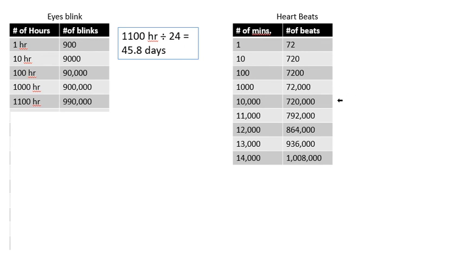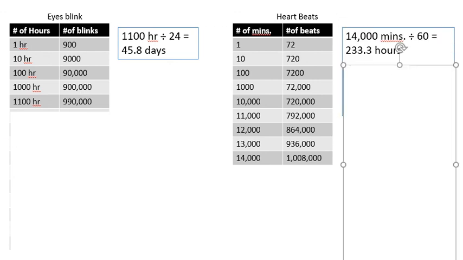However, typically, it's hard for us to gauge, well, how long is 14,000 minutes? Would I be able to count for 14,000 minutes? Could I walk for 14,000 minutes? Could I hold my breath for 14,000 minutes? It's hard to say. So how about we take a little look and see how many hours that is.